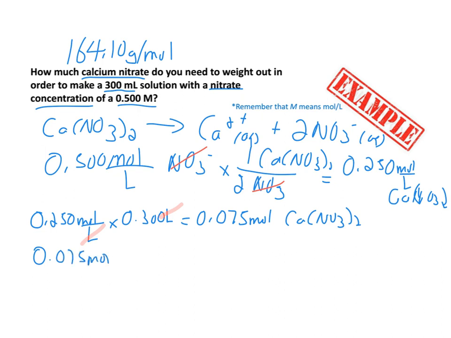So we take our 0.075 moles of calcium nitrate, multiplied by 164.10 grams per mole, and the math here is 12.3 grams. So that means we need to weigh out 12.3 grams of calcium nitrate in order to make 300 milliliters of a solution with a nitrate concentration of 0.5 moles per liter. I encourage you to try some questions on your own, in your practice booklets, and send us any questions if you have any concerns.